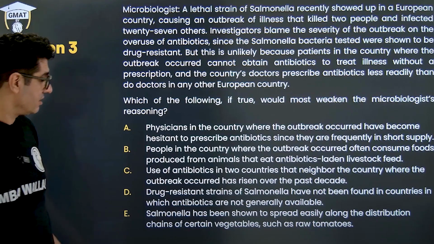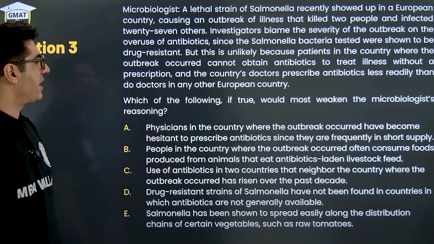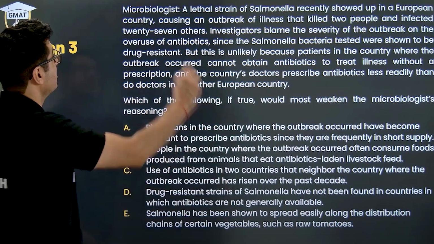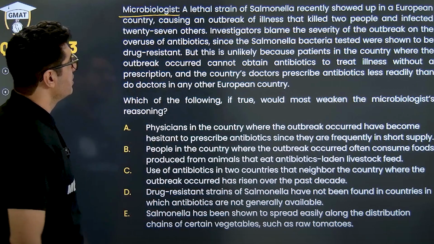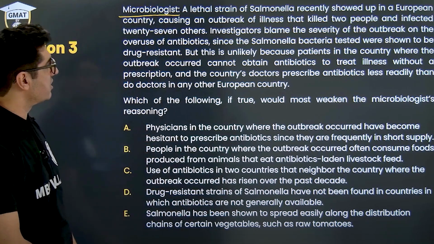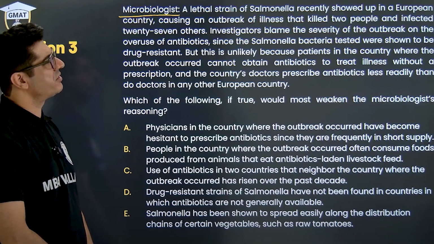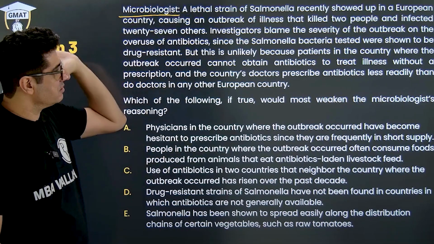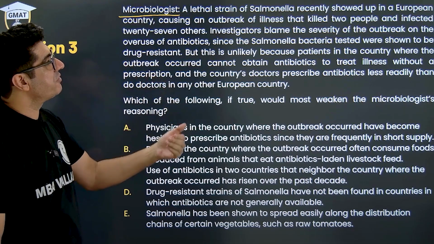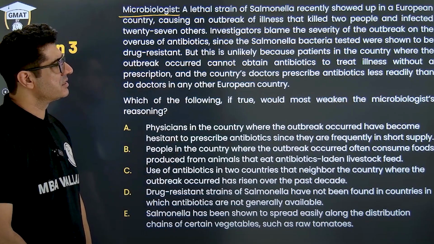Okay, so let's start. Which of the following, if true, would most weaken the microbiologist's reasoning? So let us see what the microbiologist has to say. So here is our microbiologist. He says that a lethal strain of Salmonella recently showed up in a European country, causing an outbreak of illness that killed 2 people and infected 27 others. So a fact is being given to us. Investigators blame the severity of the outbreak on the overuse of antibiotics.